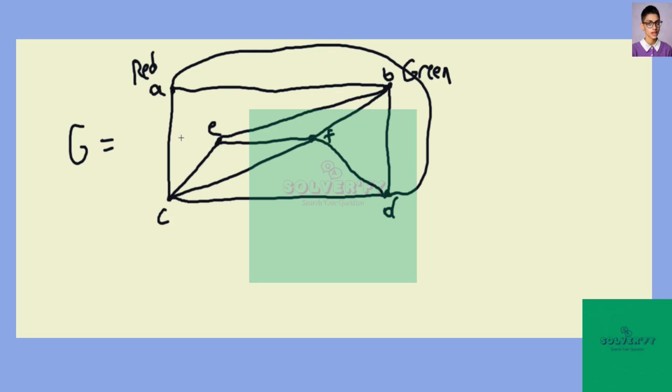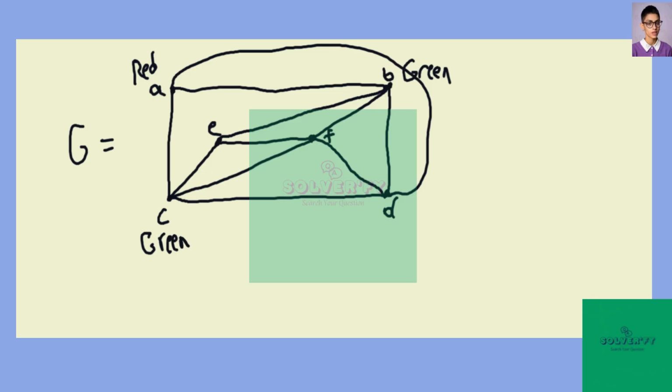So C is not connected to B, right? C is connected to A, but then C comes up to vertex E and vertex F. See, there is no line going from C directly to B. So C can't be red, but C could be green, right? C can be green because we're not connected from C to B. Okay. And then look at D.